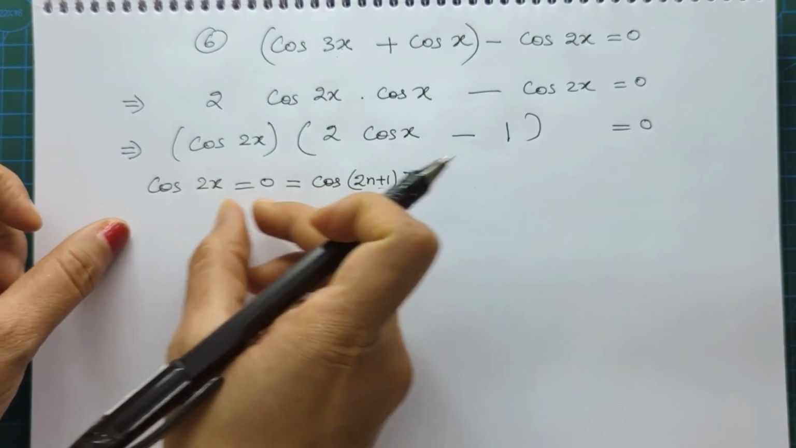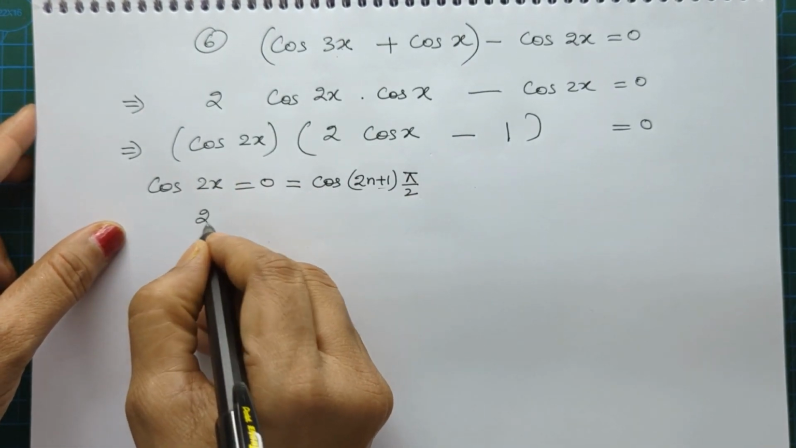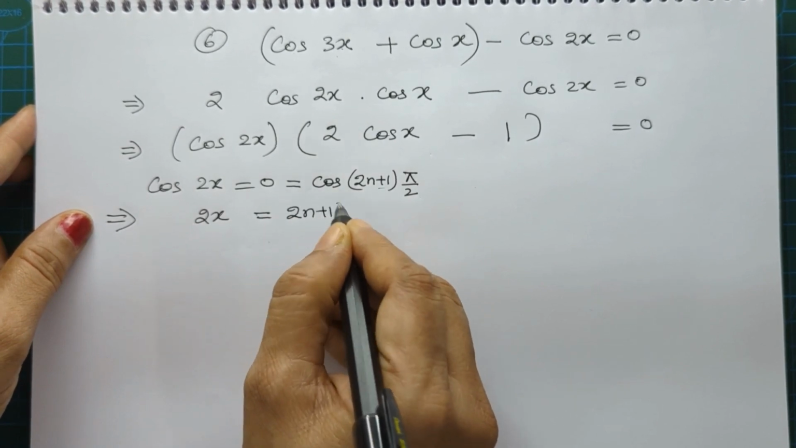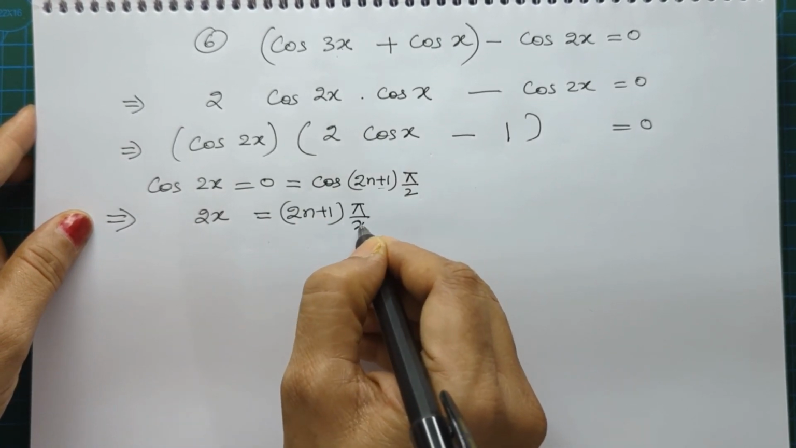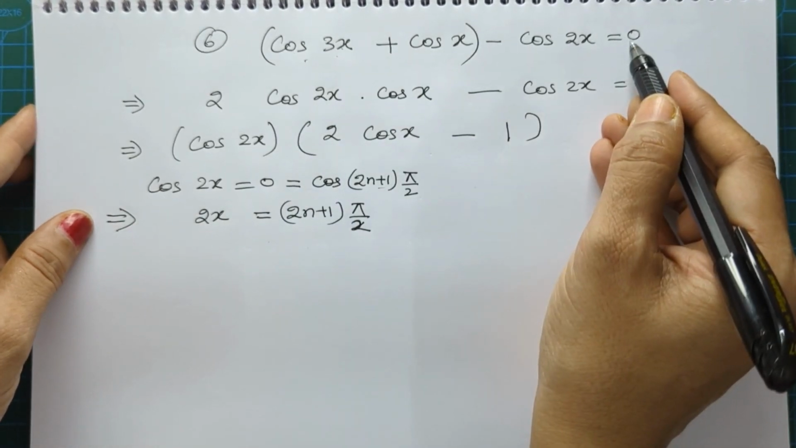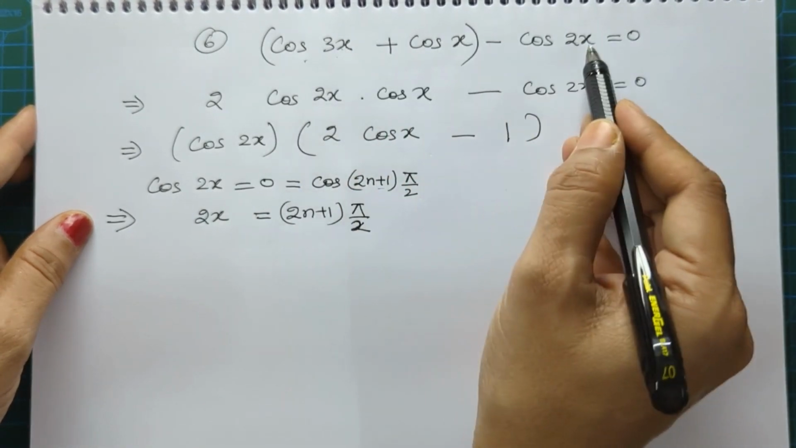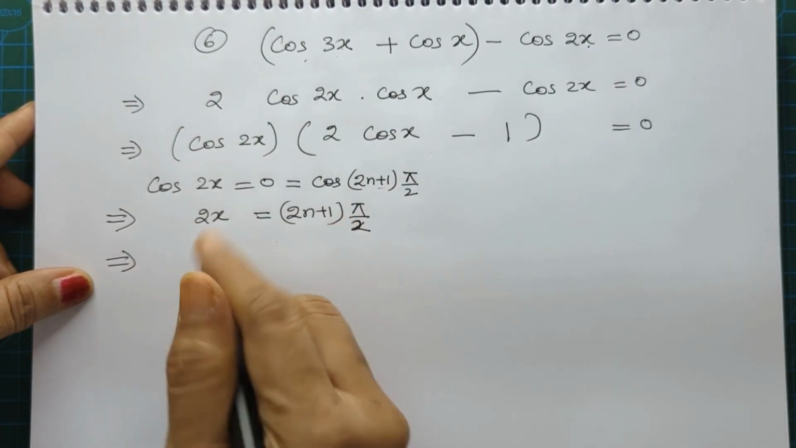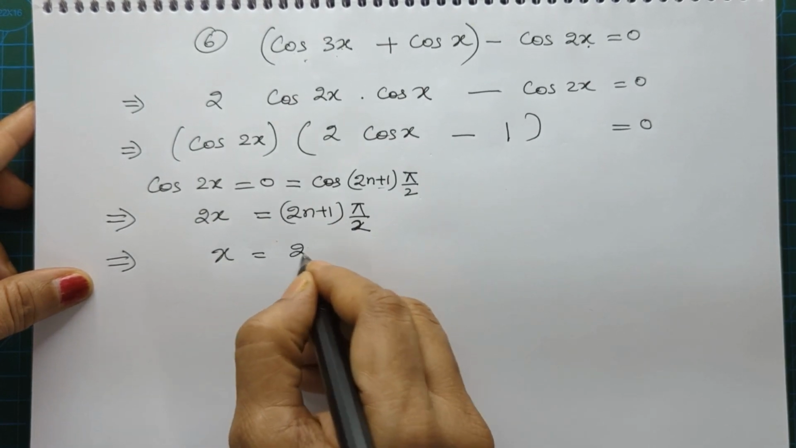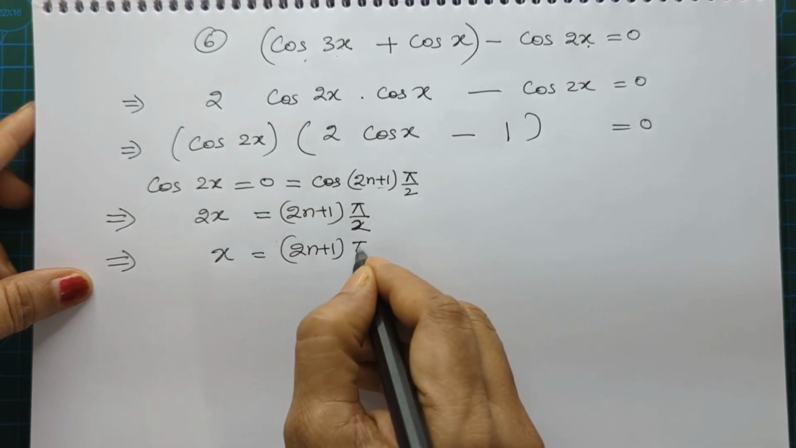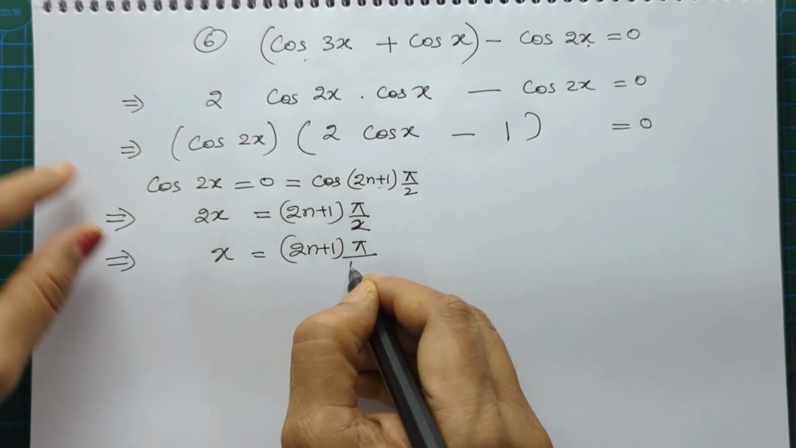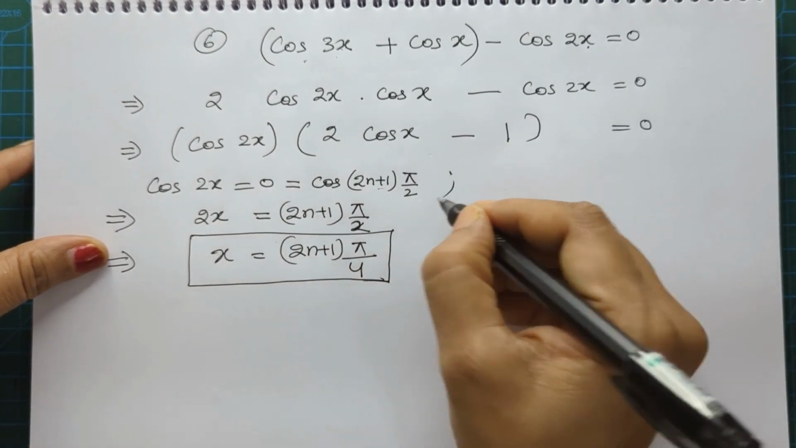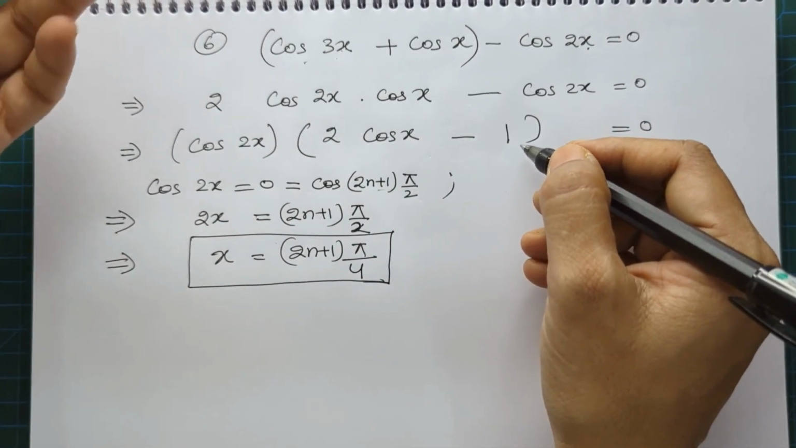Now we will compare these two and we will get 2x is equal to 2n plus 1 pi by 2. Since we have to solve this equation, solution to this equation is a value of the variable that we see. Variable is x. So we want the value of x. So dividing throughout by 2, we will get x is equal to 2n plus 1 pi by 2, and this 2 makes it 4. So this is one of the solutions to this equation. Can we have another solution?